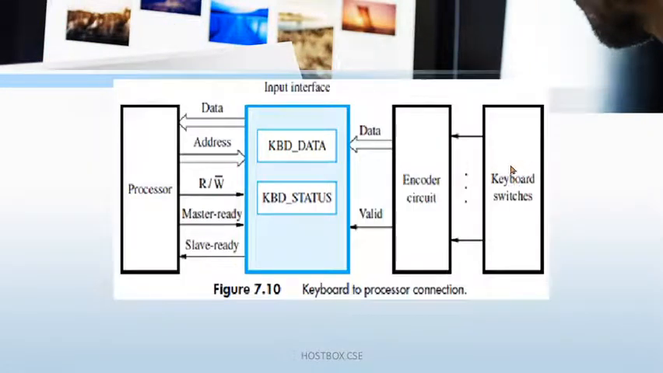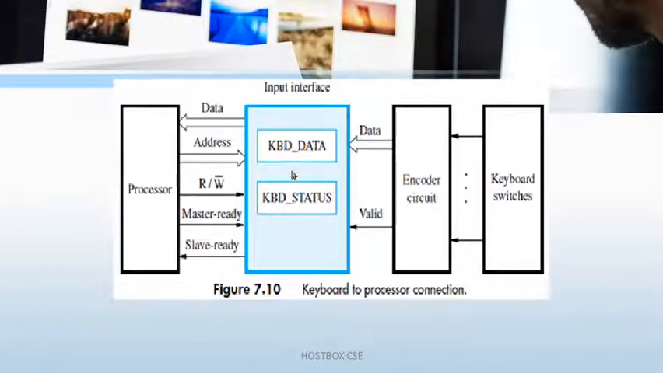Here keyboard switches will be there. Let's assume that I am going to type a character, A or X, in the computer. So this is full input. What happens is the data will move to the encoder circuit, and the data will be converted to the ASCII format, and again the data will move to the keyboard data, this input interface.